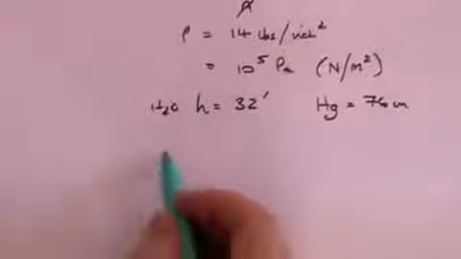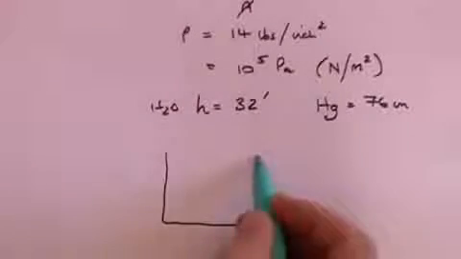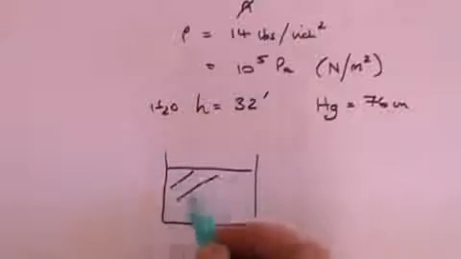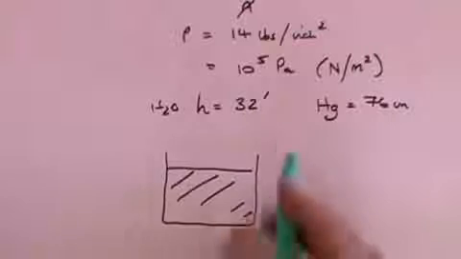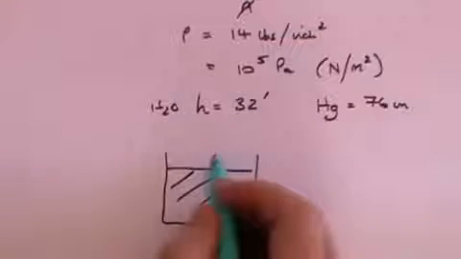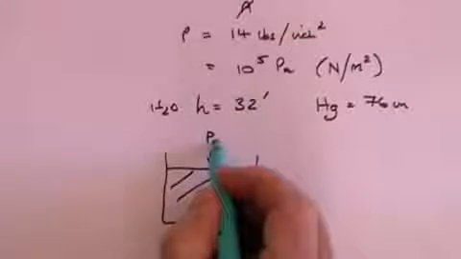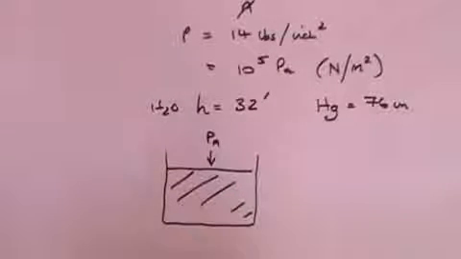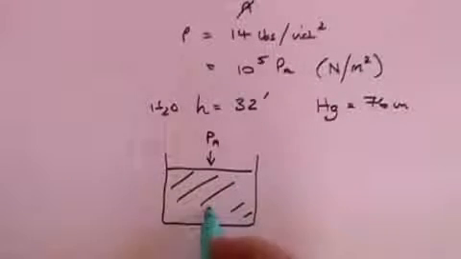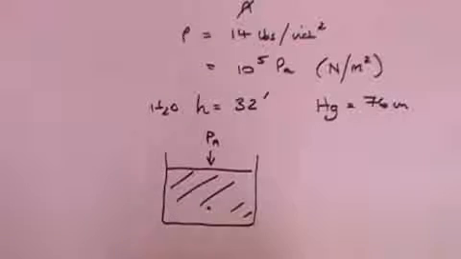Let's now calculate the pressure underwater. So here is a fluid. It could be any fluid, but we'll call it water for the time being. We know that on the surface of the water, atmospheric pressure, we'll call that PA, is applying. But what about a point here, underwater?